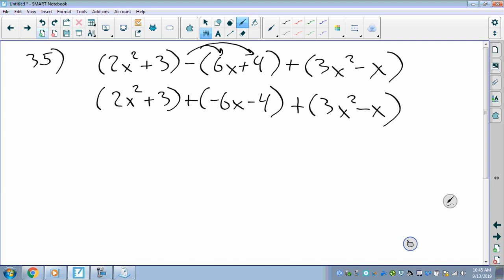So nothing changed here, still addition, I still have 2x squared, right? There's nothing to add it to. Okay, well, I have x to the second power. Where's my x to the first power? I only have this one over here, right? So I'm going to bring that down, yes? I'm taking the negative sign with me. Yes, I'm leaving and I'm taking my negative sign with me, right?